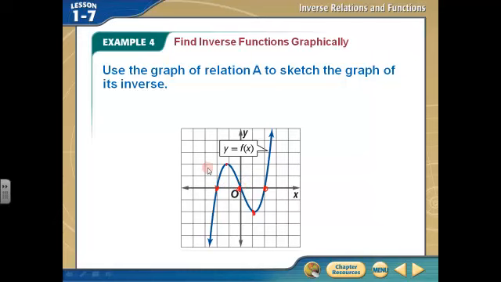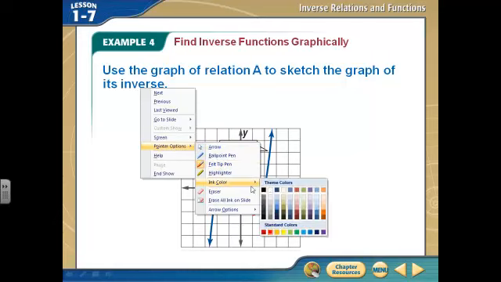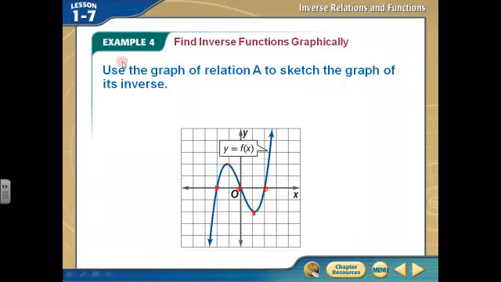Let me change the color of my pen. Ink color, we'll make it blue. So if I switch this point around, this point is (0, 0), so that stays where it's at. That doesn't move. This point, which was (-2, 0), becomes (0, -2). So now it's down here.